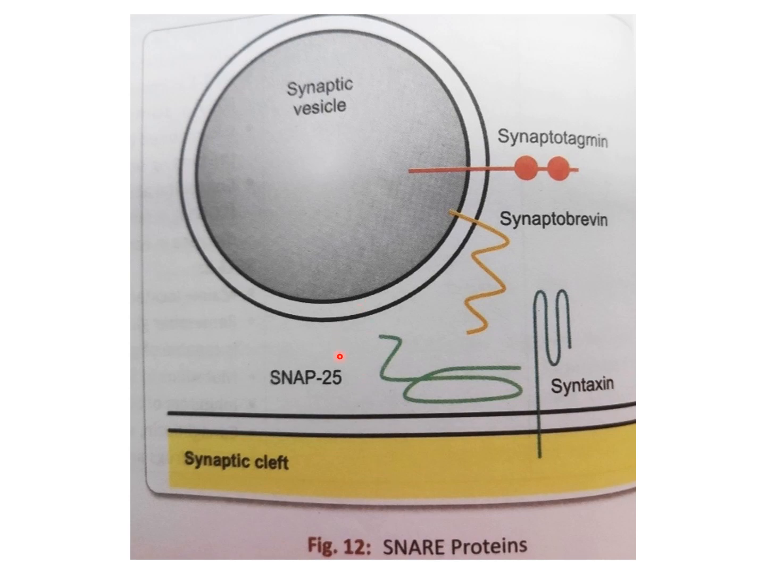So there will be a docking or fusing process of these vesicles with the cell membrane. Some proteins which are present on the vesicular side will form a bond with some proteins which are present on the cell membrane side. And this docking process will be facilitated by the presence of calcium ion.